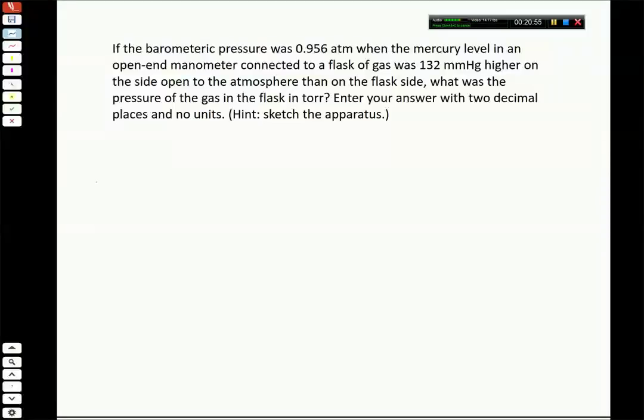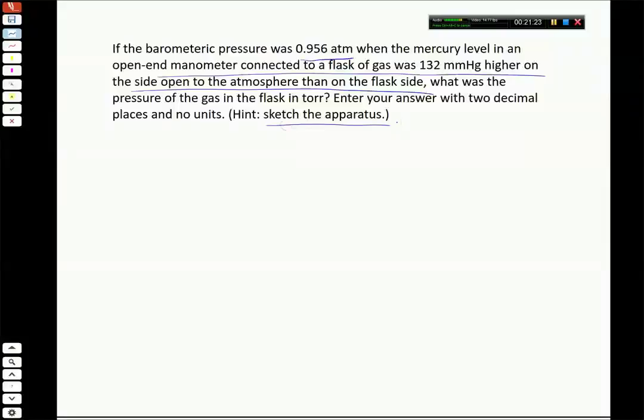And there were a few similar ones on the test or on the homework like this. So here we have a barometric pressure of 0.956 atmospheres when the mercury level in an open-end manometer was 132 millimeters higher on the side open to the atmosphere than on the flask side. What was the pressure of the gas in the flask in torr? So there's a lot of information in this problem, and the first thing that's going to help us, as the hint tells us, is let's sketch the apparatus.